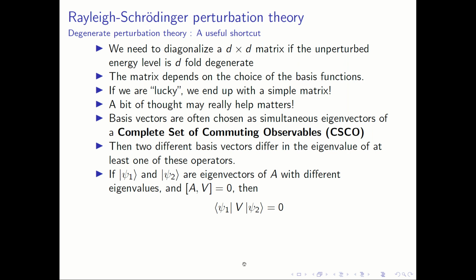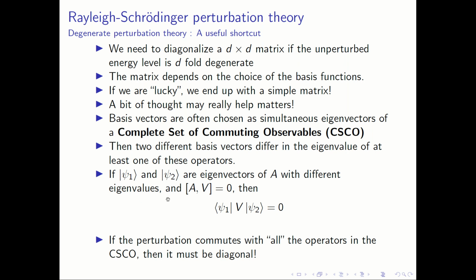Now, if psi 1 and psi 2 are eigenvectors, this is a basic result, of an operator A with different eigenvalues, and A commutes with V, then it is very easy to see that the psi 1 psi 2 matrix element of V has to be 0. All you have to do to establish this is take the psi 1 psi 2 matrix element of this commutator, which has to be 0 of course, and then use the fact that psi 1 and psi 2 are eigenvectors of A with different eigenvalues. You have already done this before, so it should be pretty easy for you to work out. Now we are going to exploit this result.